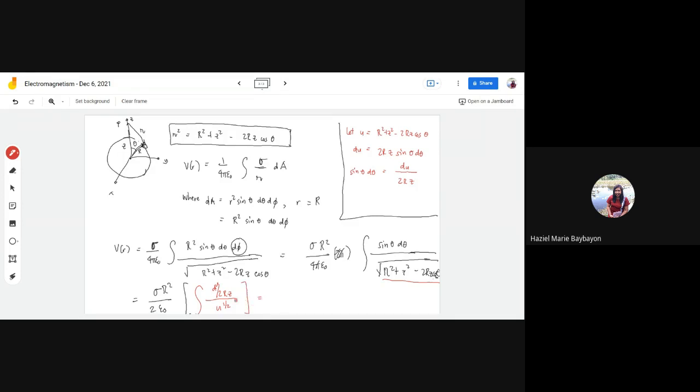So this will now become sigma r squared over 2 epsilon naught. And then we will take 2rz outside the integral, so we have 1 over 2rz. What is left is the integral of u raised to the power of minus 1 half du.